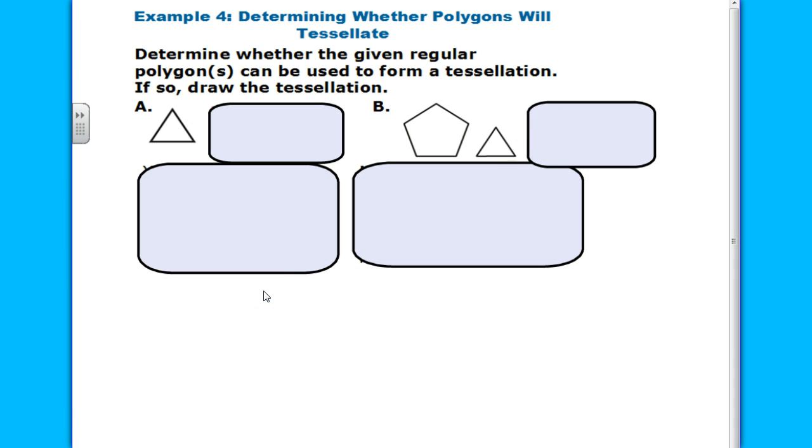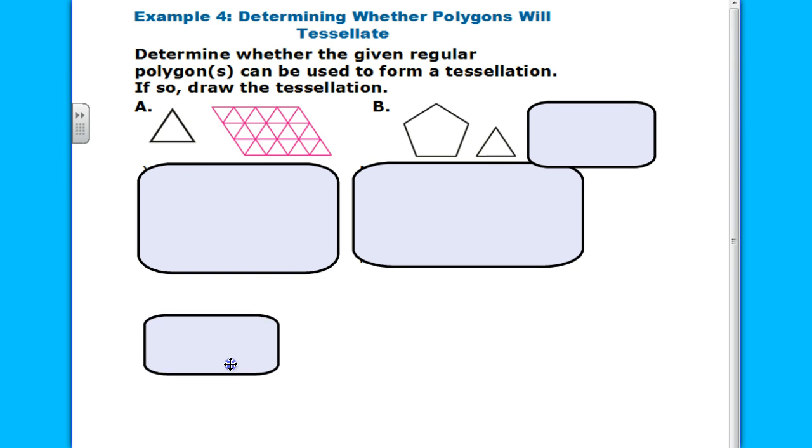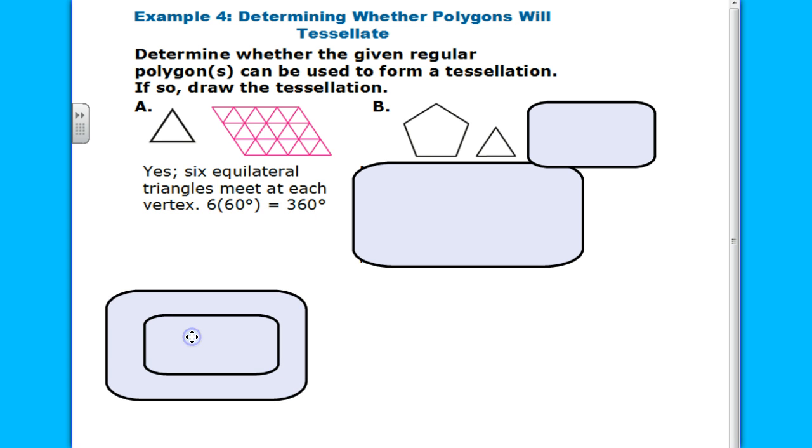So determine whether the given regular polygon can be used to form a tessellation. If so, draw the tessellation. Can the triangle here be used to form a tessellation? Yes. And it's similar to the one we just saw on the previous page, right? Remember, 6 equilateral triangles can converge all at a vertex. 6 times 60 degrees equals 360.